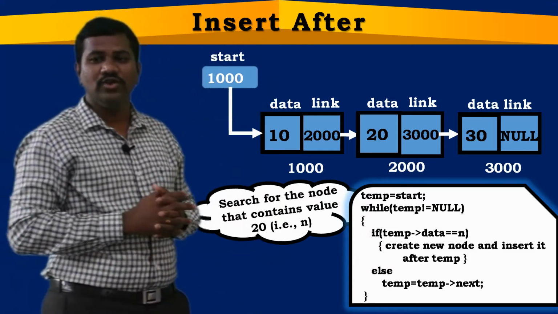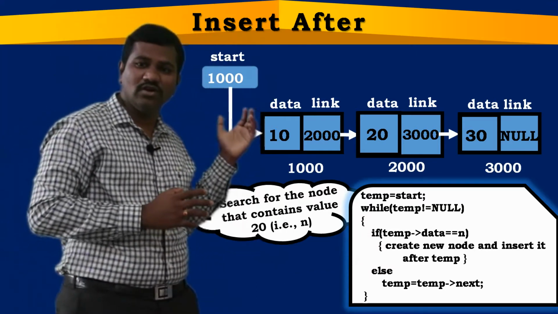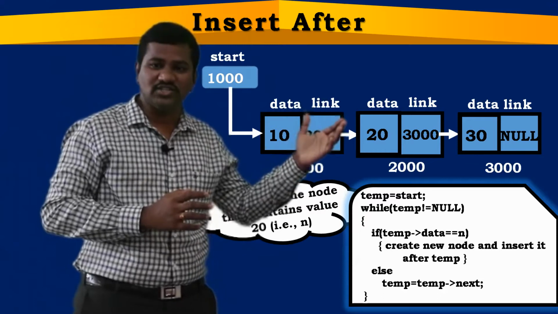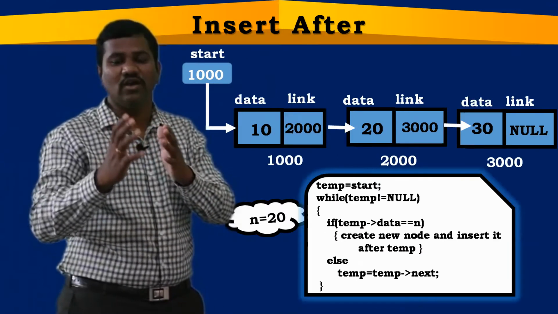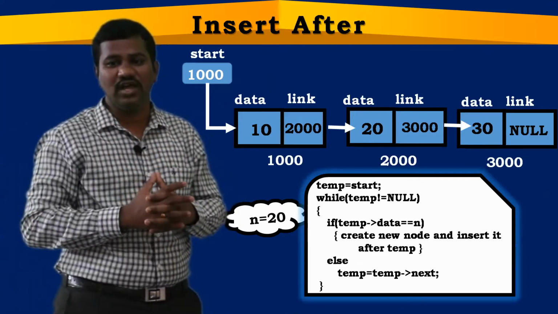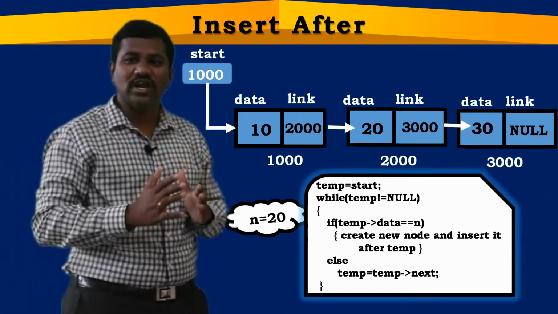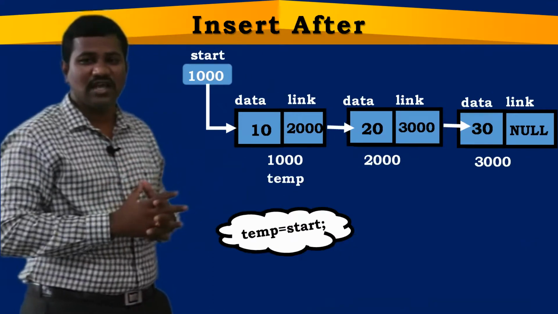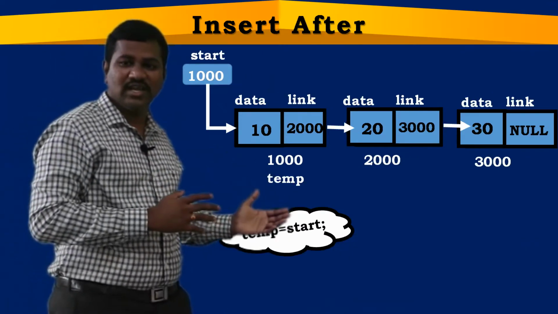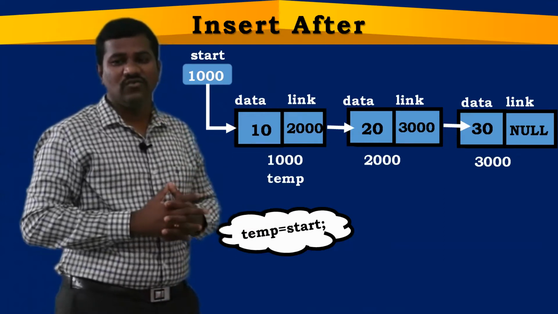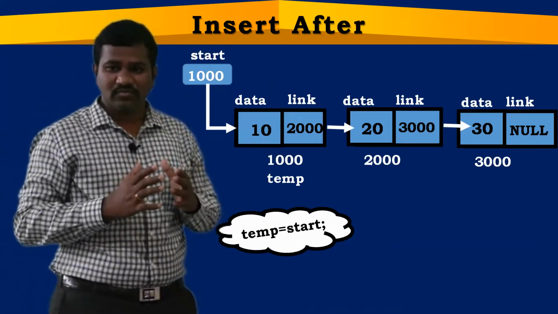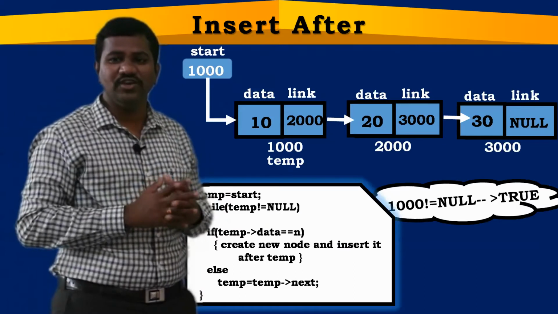So what we'll be doing is coming from the first node till that 20 node, or till the last node, right? We'll be coming from the first node till the node we find, or else till we reach the last node. Like that we need to traverse the list. So for that purpose, again we'll be assigning start to temp, so that our temp is pointing to the first node.